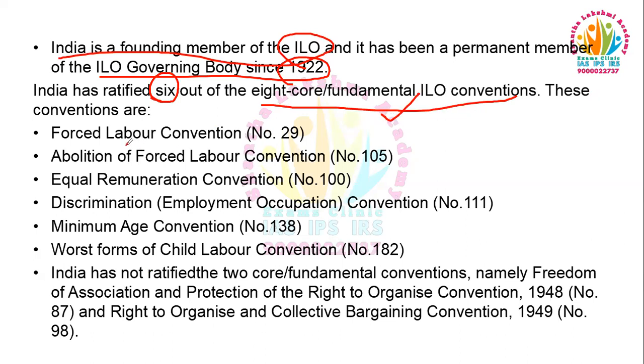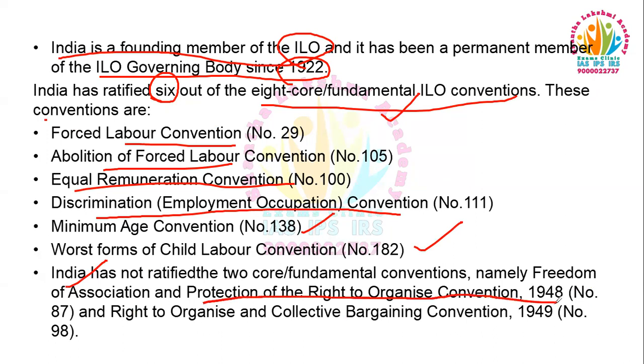They were the Forced Labour Convention, Abolition of Forced Labour Convention, then Equal Remuneration Convention, then Discrimination (Employment and Occupation) Convention, Minimum Age Convention, and Worst Forms of Child Labour Convention. So these were the 6 conventions which have been ratified by India. The other 2 conventions which are not ratified by India were, first, the Freedom of Association and Protection of the Right to Organize Convention 1948, and the other is the Right to Organize and Collective Bargaining Convention 1949.